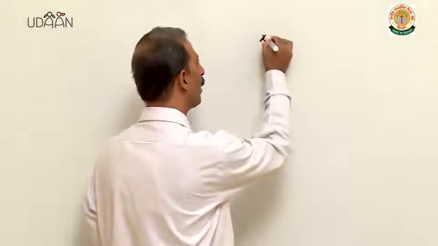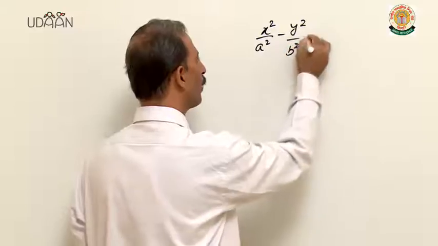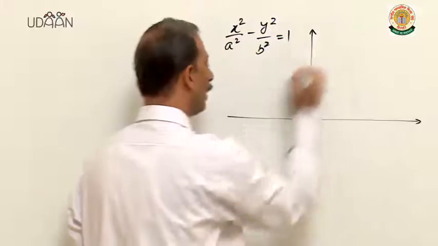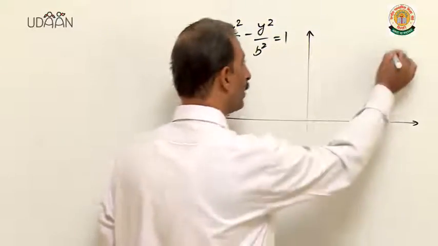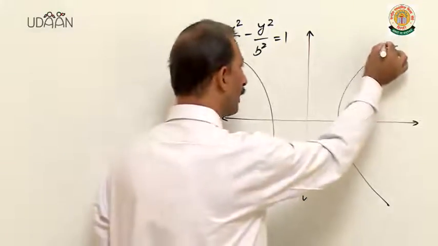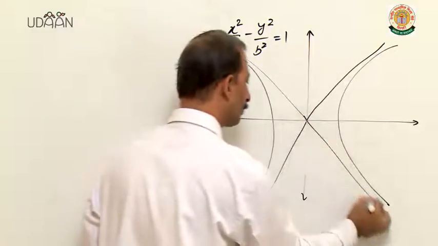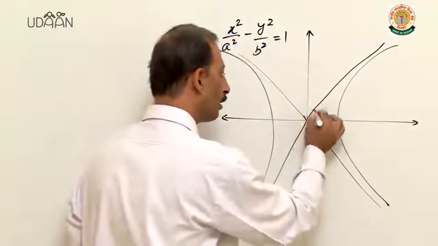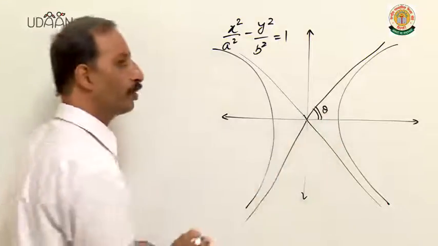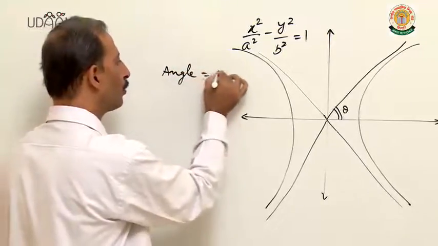Suppose the equation of the hyperbola is x square upon a square minus y square upon b square is equal to 1. Children, you already know about the asymptotes and their equations also. So one equation is like this one, another equation is this type. So you know this is theta, and the angle between the two asymptotes is 2 theta. So this angle we have to find out, 2 theta.